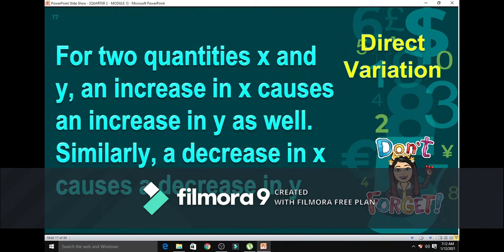So, for two quantities x and y, an increase in x causes an increase in y as well. So, kapag nagko-compare tayo ng dalawang quantities, ano nangyayari? Kapag daw tumaas si x, ano mangyayari kay y? Tataas din si y. Similarly, a decrease in x causes a decrease in y. So, kung bumaba naman si x, ano mangyayari kay y? Bababa din. So, sabay nangyayari sa kanila. Kapag tumaas si x, tataas din si y. Kapag bumaba si x, bababa din si y. So, yun yung tinatawag nating direct variation.